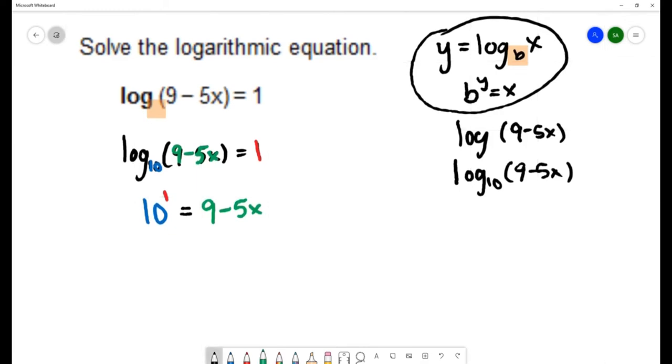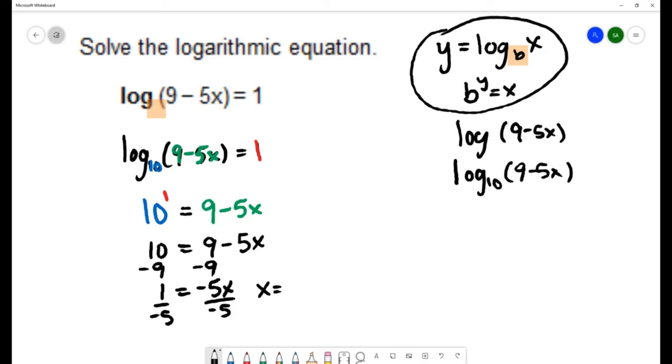Now I'm going to try to solve the equation that I have now. 10 to the first power is 10. So I have 10 equals 9 minus 5x. I'm going to solve for x by subtracting 9 on both sides. That gives 10 minus 9 is 1 equals negative 5x, and I'll divide both sides by negative 5, giving me a solution of negative 1/5.